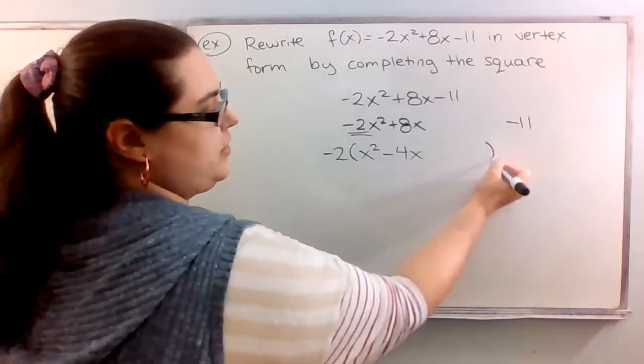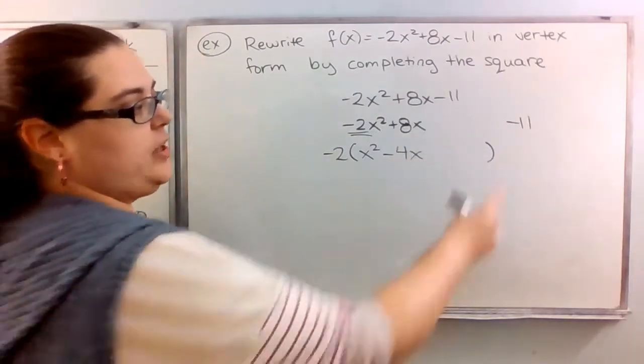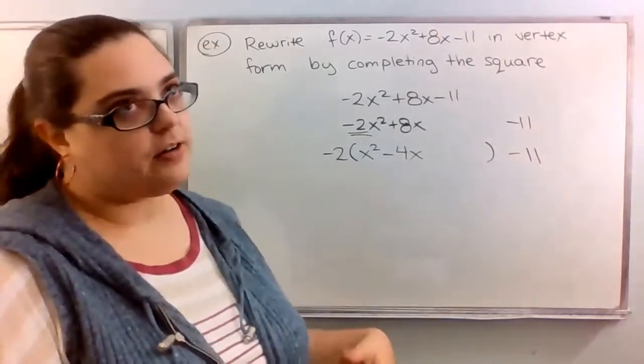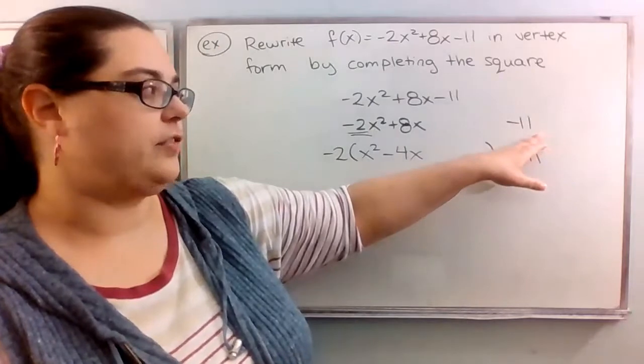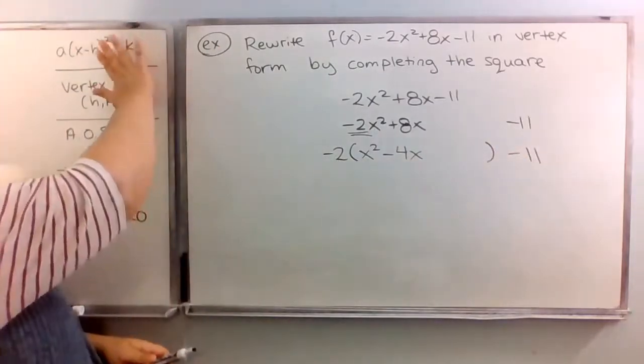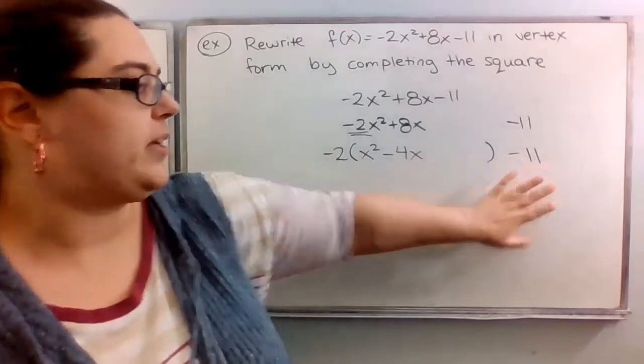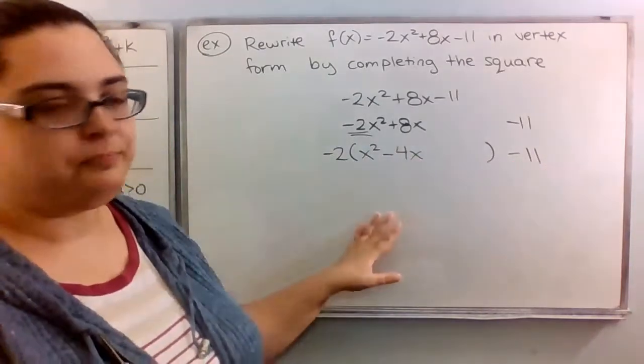I'm going to give myself a little bit more space here, and I'm going to bring down this minus 11. I'm not factoring out the negative 2 from the negative 11 because this negative 11 is a separate component. Okay, so I don't want this to mix with the x's anymore.